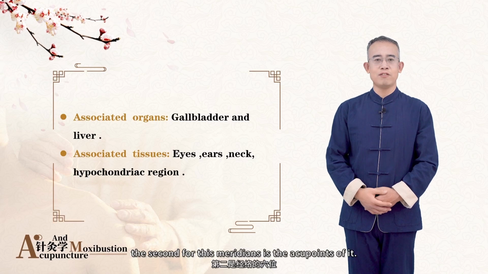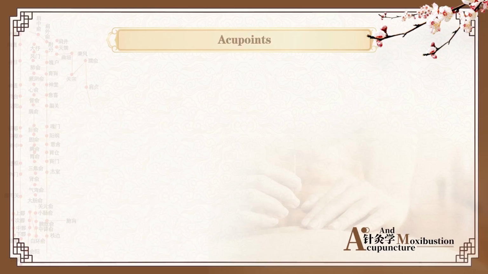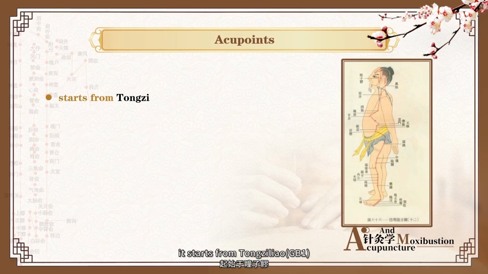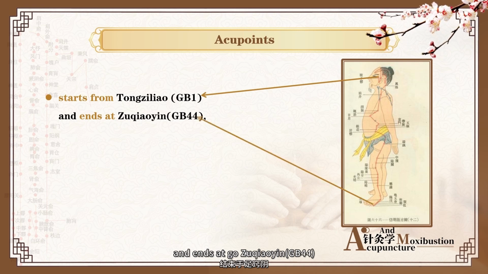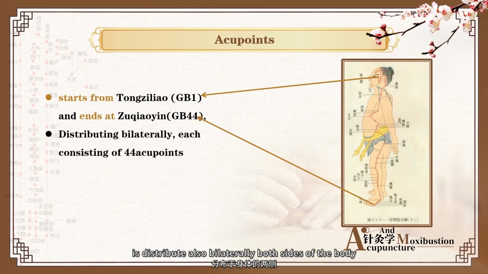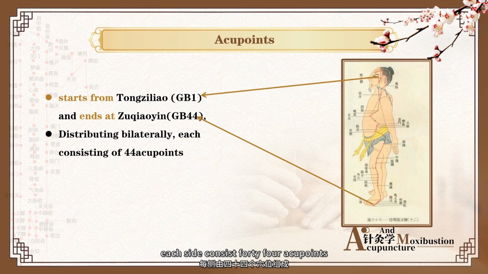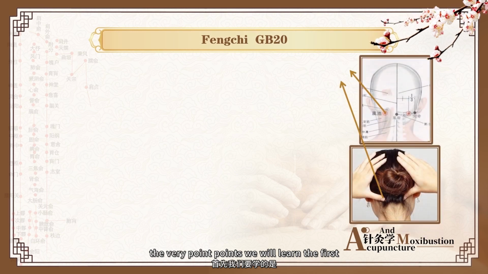The second aspect for this meridian is the acupoints of it. It starts from 瞳子髎, gallbladder 1, and ends at 足窍阴, gallbladder 44. It's also distributed bilaterally, on both sides of the body. Each side consists of 44 acupoints. The very important points we will learn.